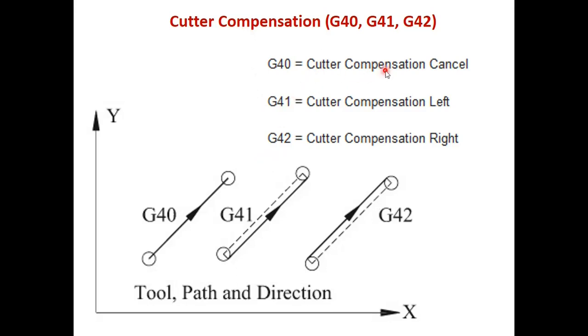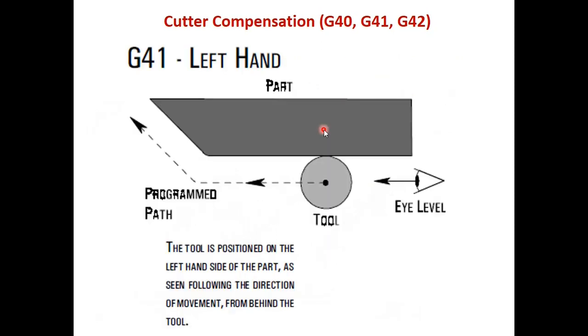So that's why I'm cancelling all the cutter compensation, and then I can define cutter compensation either G41, that is the cutter compensation left, or G42 cutter compensation right. So we will see both 41 and 42 in more detail. So this is G41, that is cutter compensation left.